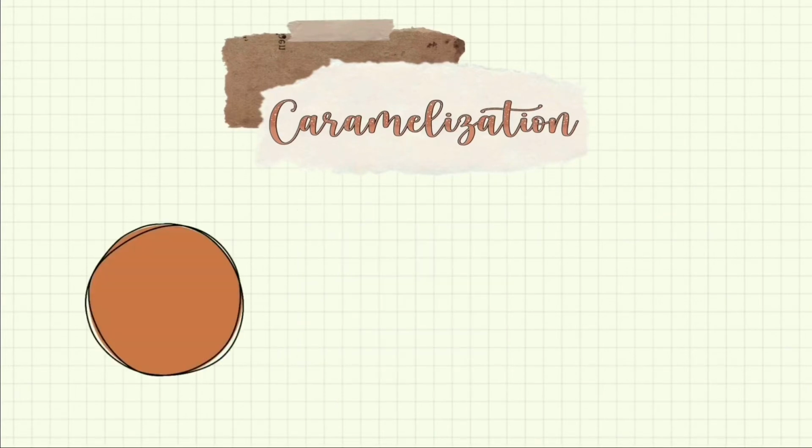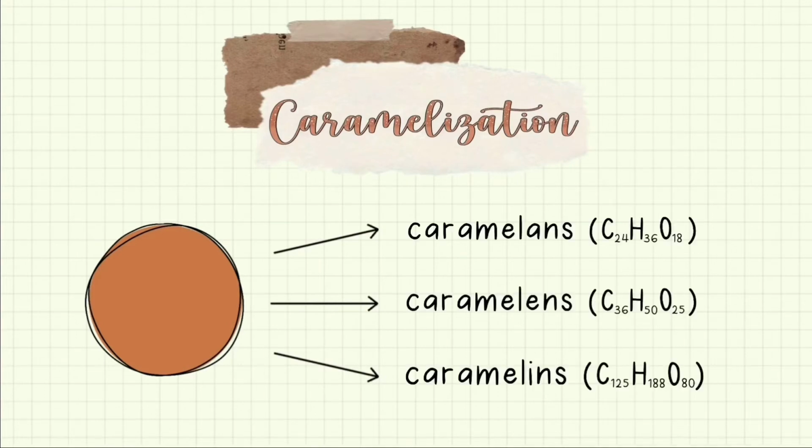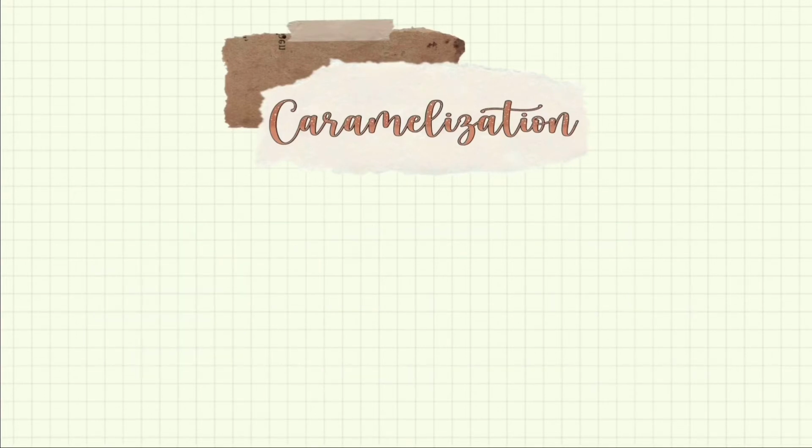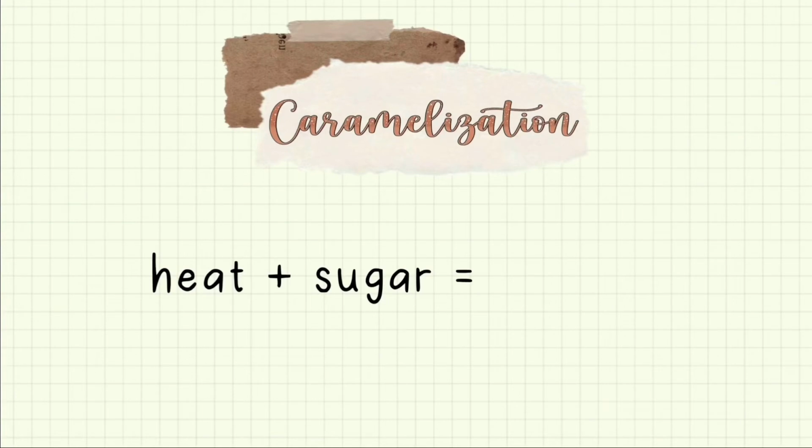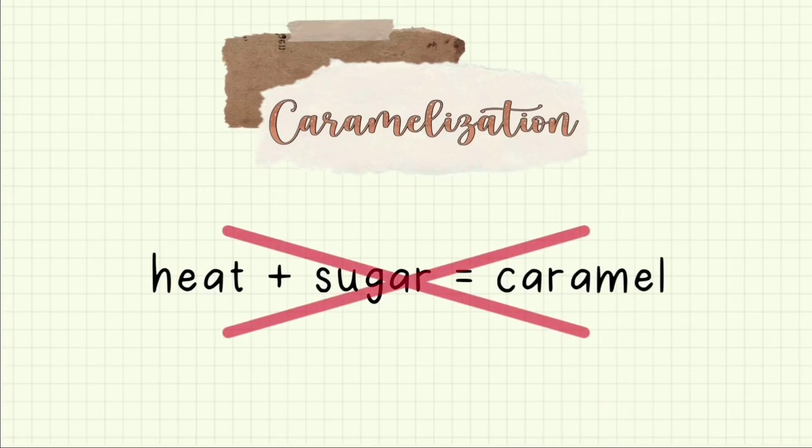The brown colors are produced by three groups of polymers: caramelans, caramelens, and caramelins. Caramelization is a type of non-enzymatic browning, similar to the Maillard reaction. Although it may seem like a simple process of heating sugar, it is actually quite complex and includes multiple reactions listed here. So what is actually happening to the molecules inside caramel?